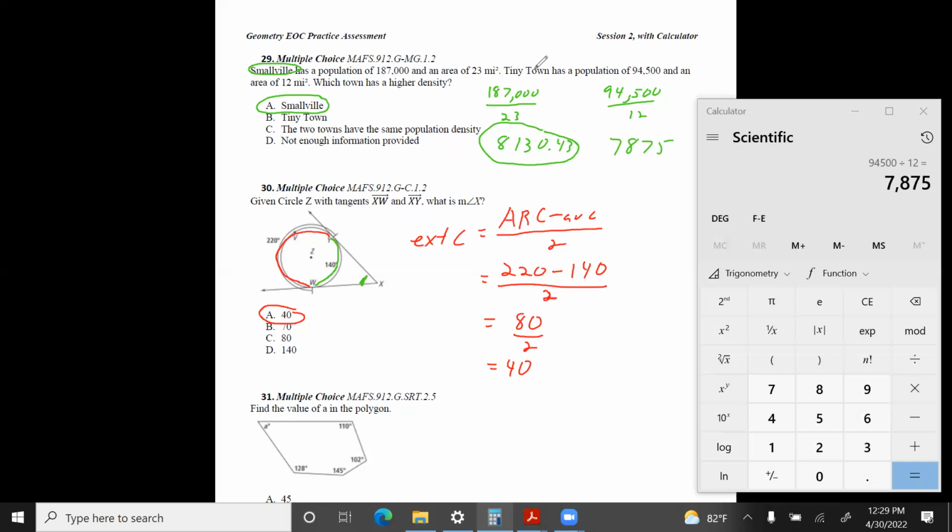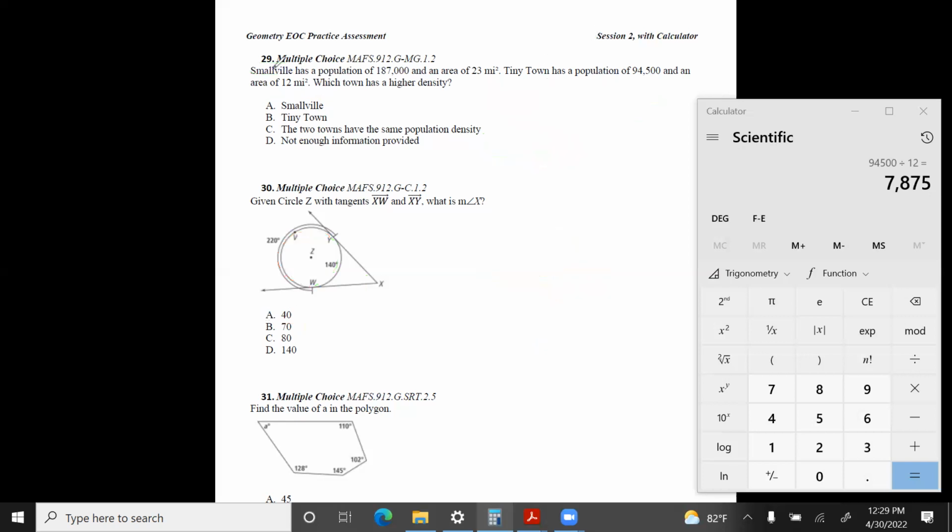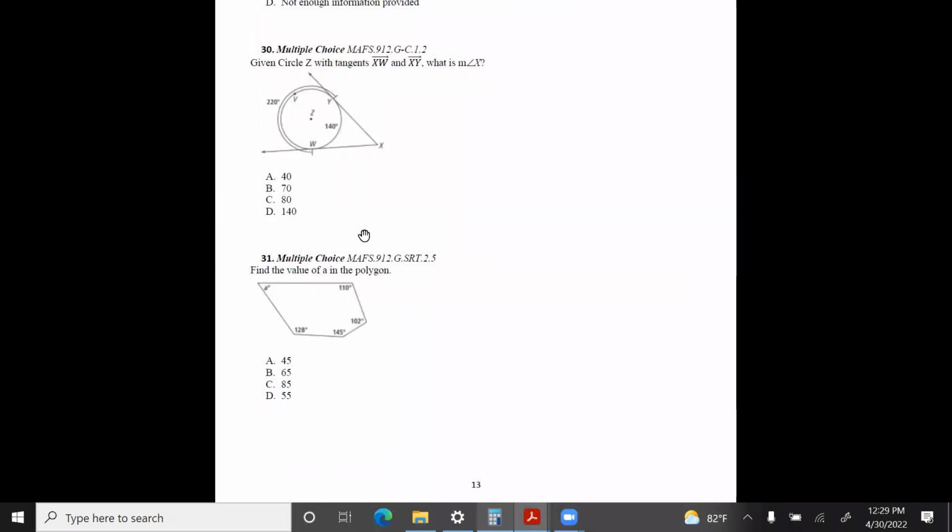All right, let me clear that and move this up. For 31, find the value of A in the polygon. So this angle here. First, we have to figure out how many sides it has. 1, 2, 3, 4, 5. So it's a 5-sided figure.